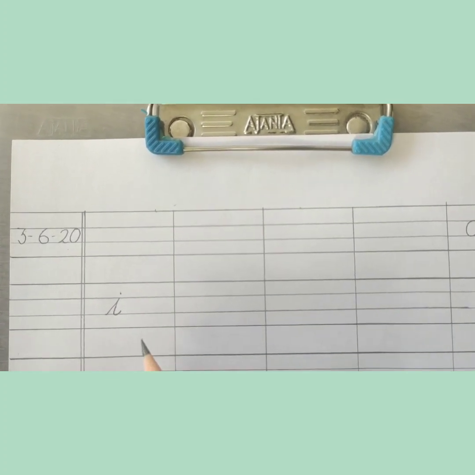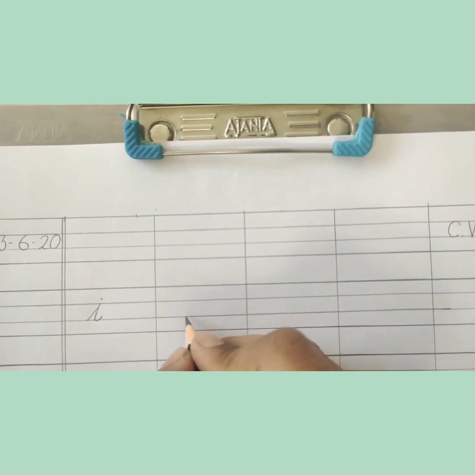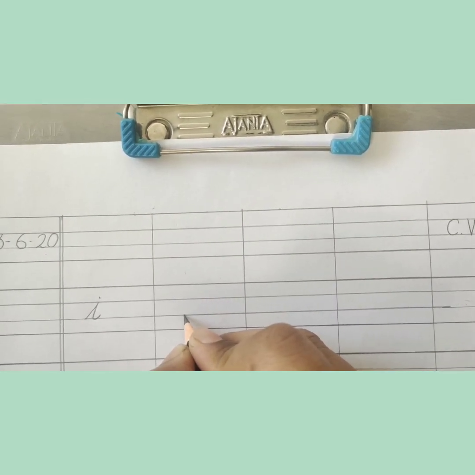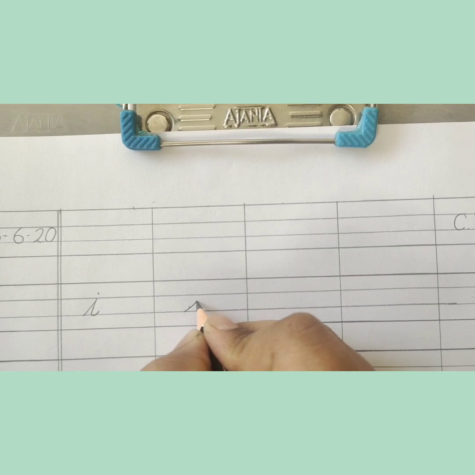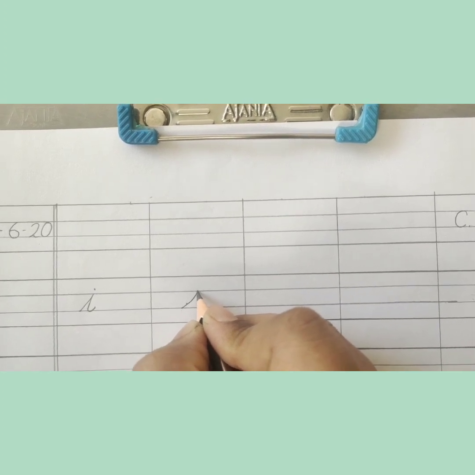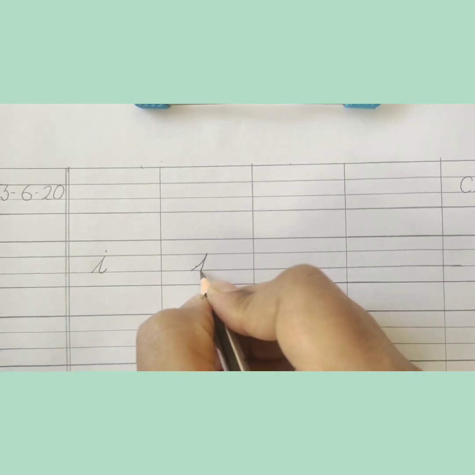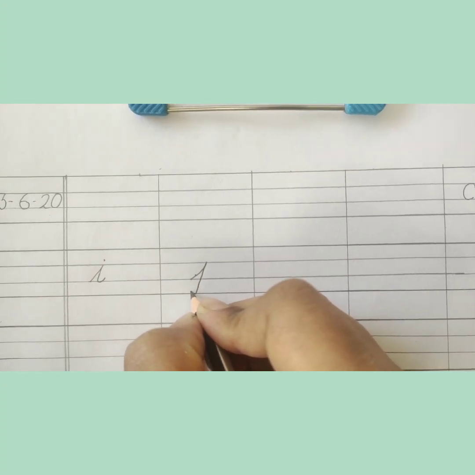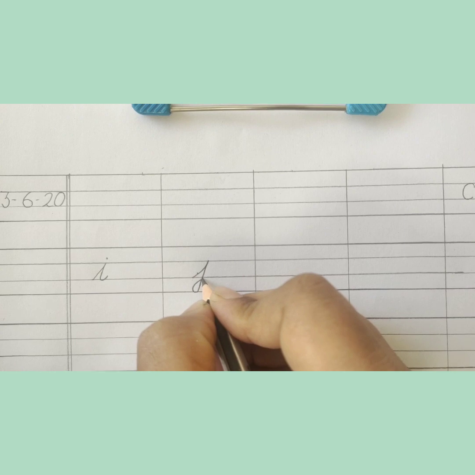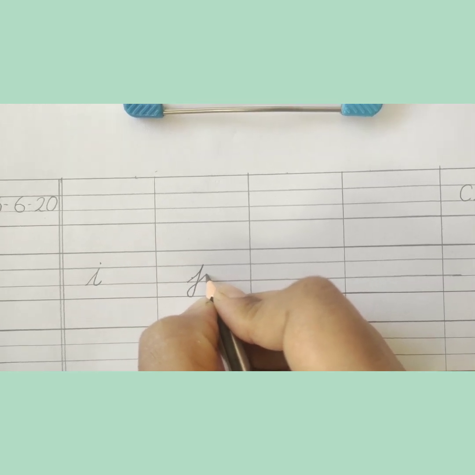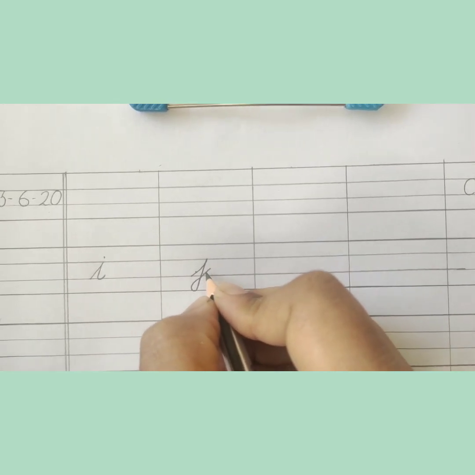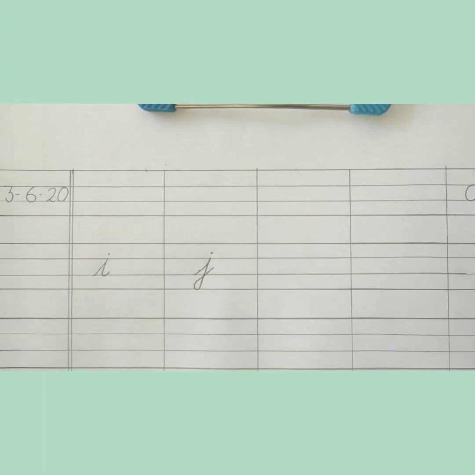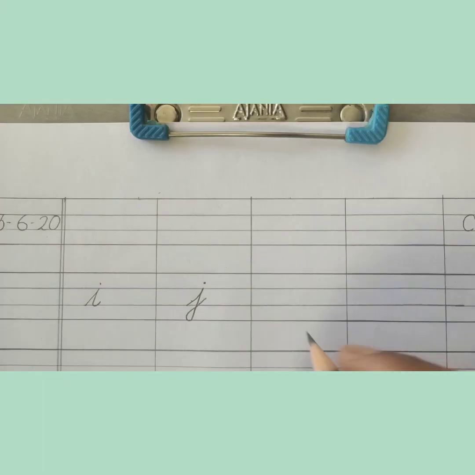The second letter is J. First all of you make a curve like this. This line will go down up to the 4th line. Make a loop up to the 3rd line like this and put a dot here. Then we have J.